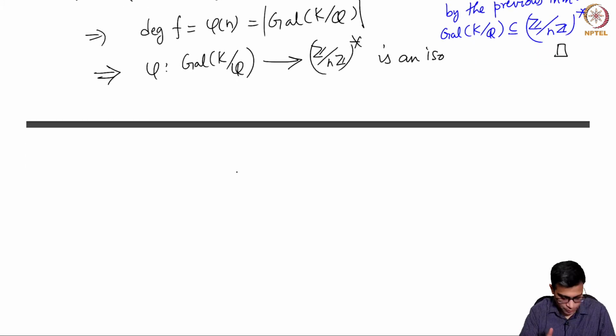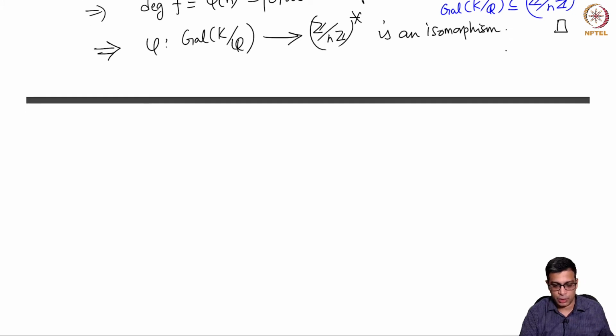And as I remarked at the beginning, this is only true for base field Q. In general, this is not an isomorphism. For example, if you take K to be R or C.